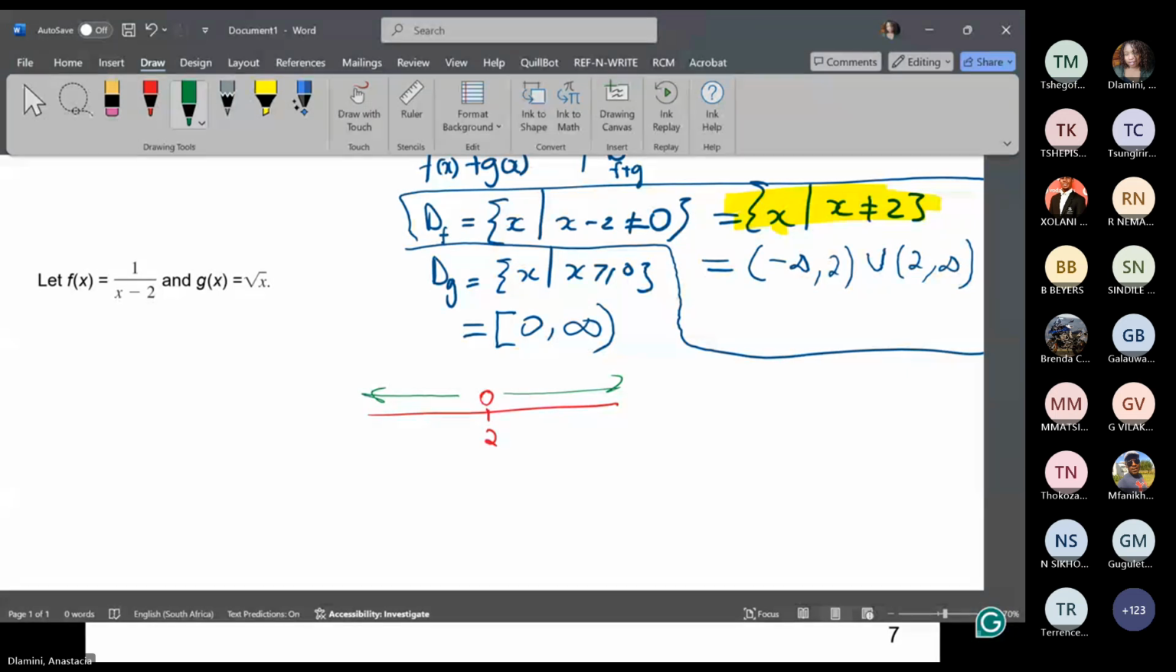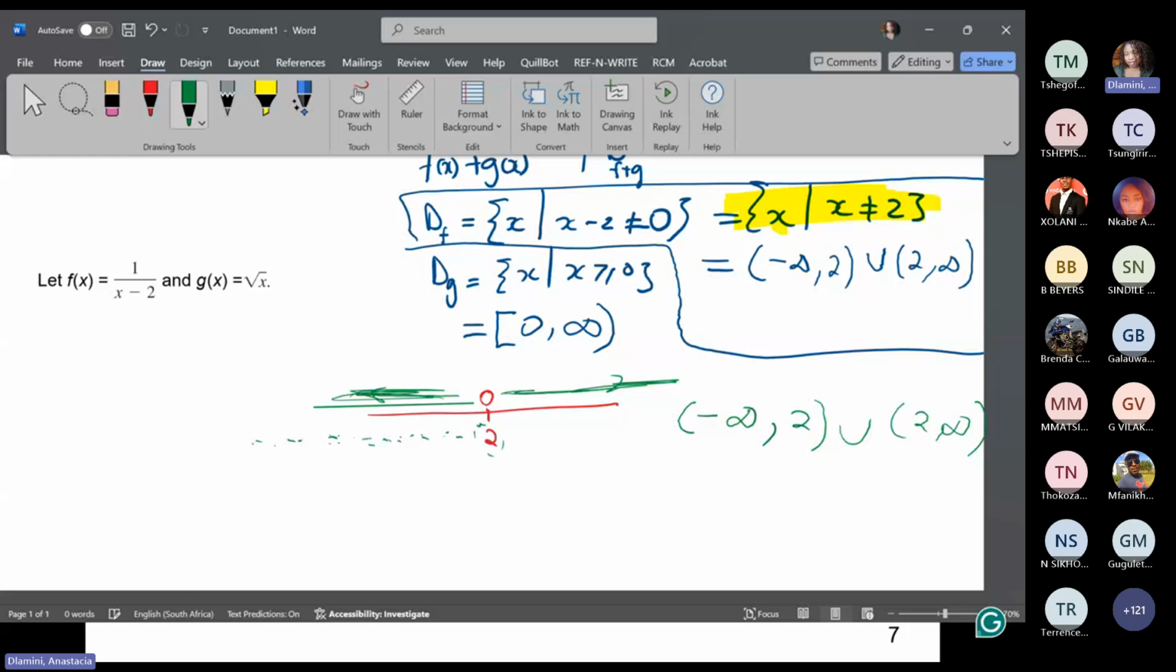So how do we represent everything from the left of 2? How do we represent these negative numbers? We say infinity. So there's negative infinity up to 2. Do you see that? But we don't include 2 because they said not 2, so we put it like that. So we're saying that our function is defined at negative infinity up to 2, or is also defined from 2 up to positive infinity. Does it make sense now?